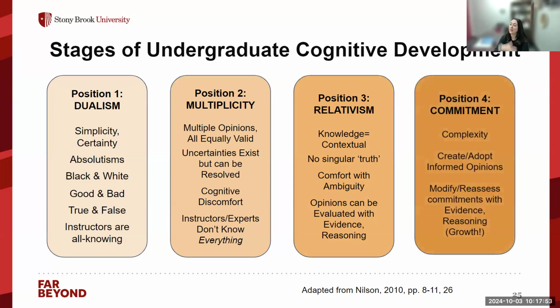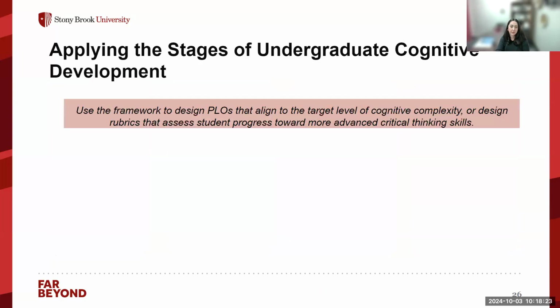And then lastly, let's say they've reached their senior year and they're coming to the position of commitment, where they fully understand the complexity of the knowledge landscape, where they have created and adopted informed opinions. And further, they're willing to modify those opinions up against new evidence. So they will reassess their commitments and say, you know what, I learned something new and now I think differently about this topic. So really the epitome of that growth that we're hoping students get through a transformational education process.